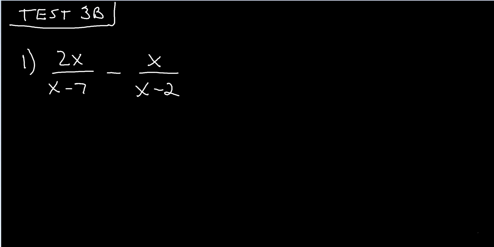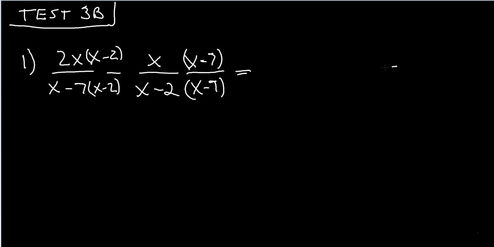It's test 3B review. Starting off with number 1, we have two different denominators, so we want to get the denominators to be the same. We do that by multiplying each of the denominators by the other. For example, for x minus 7, I'm going to multiply top and bottom by x minus 2. And with the x minus 2, I'll multiply top and bottom by x minus 7. Therefore, the denominators are the same.